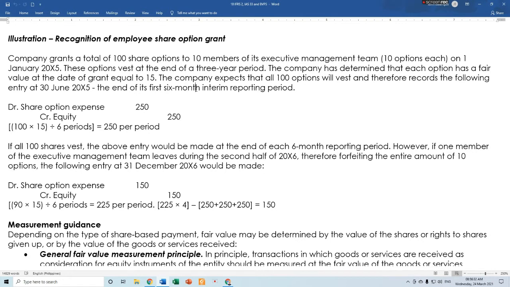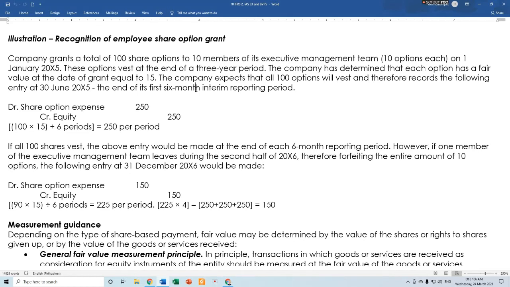Okay, so ang nangyari ngayon, half year lang. Okay, half year tayo. So, yung 100 na options, multiply natin ng fair value on grant date na 15. Tapos, divide natin ng 6 periods. Bakit 6 periods? Kasi 3 years siya, pero 6 months pa lang tayo. So, ibig sabihin, half year. So, parang 1/6 ang recognize pa lang natin. So, ang lalabas dyan ay 250. That is for the 6-month period. Kung 1 year, 500. So, ganun lang siya.